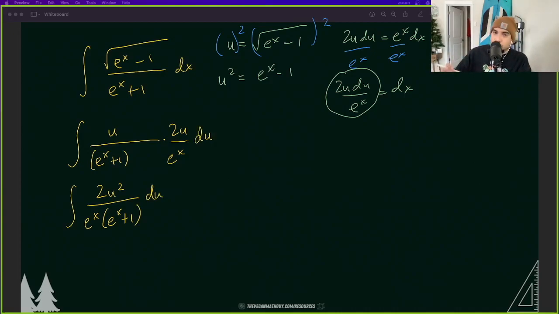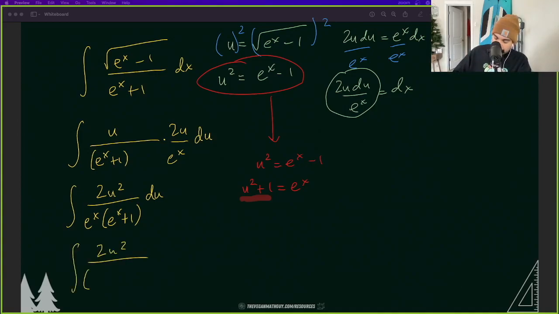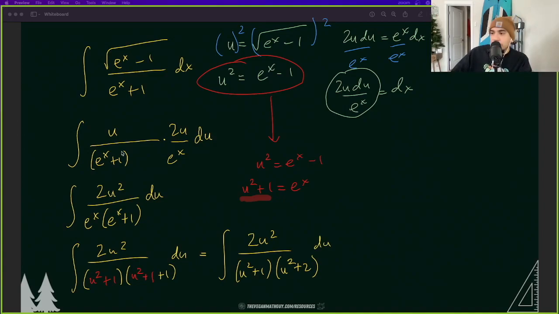Before I even try to multiply the e to the x into that parentheses, let's utilize what we found for u squared and add the 1 to the other side. And that means that we can use that u squared plus 1 for the e to the x in our integral. And now let's simplify this. Looks like things got a little more complicated. And the way we're going to solve this is using partial fraction decomposition.